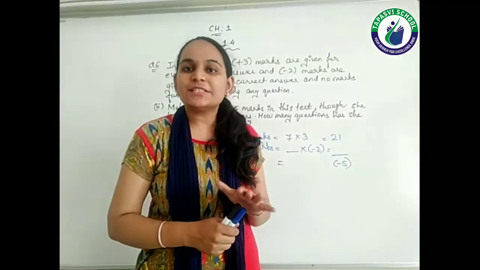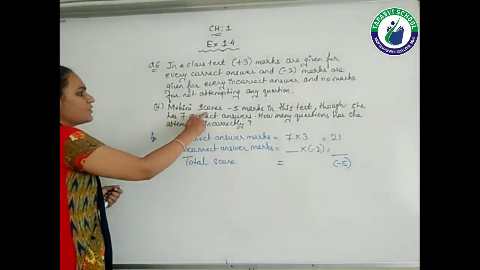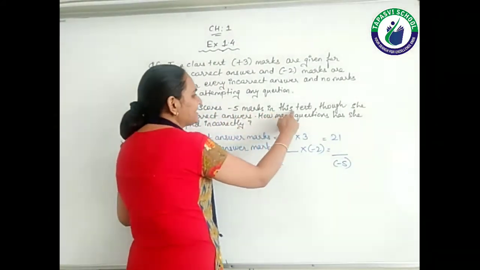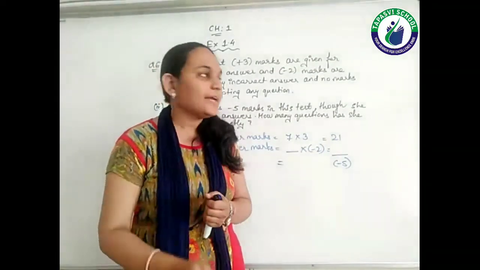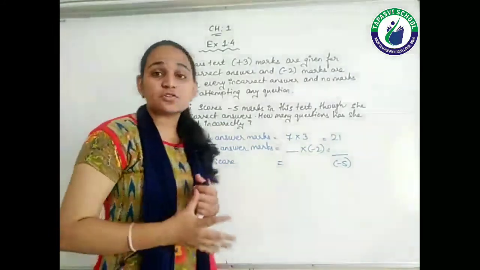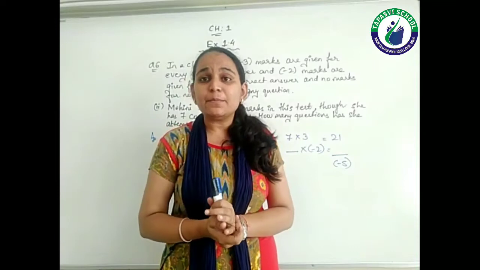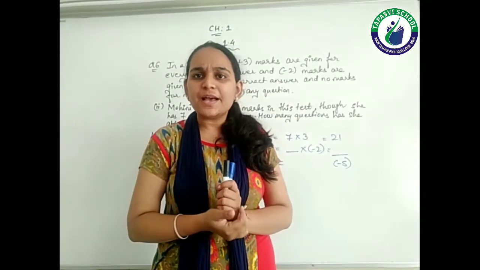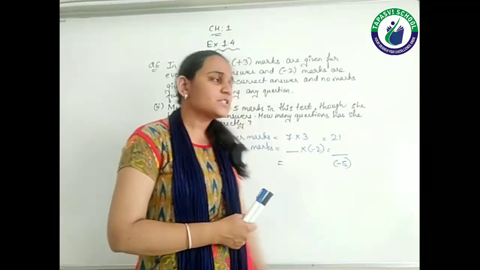Okay students, now let's see the second sub question of question number 6. Mohini scores minus 5 marks in this test. That means the score of Mohini is minus 5. Now, she has given 7 correct answers. With 7 correct answers, something should be there as a score, but she is getting only minus 5.